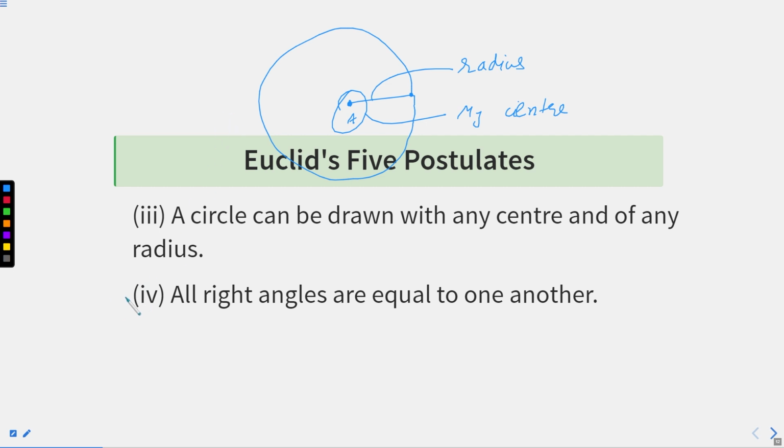Okay, now the fourth postulate: all right angles are equal to one another. What do we mean by right angles? A right angle means 90 degrees. So any 90-degree angles you take, all are equal. Okay, I hope these four postulates are clear.